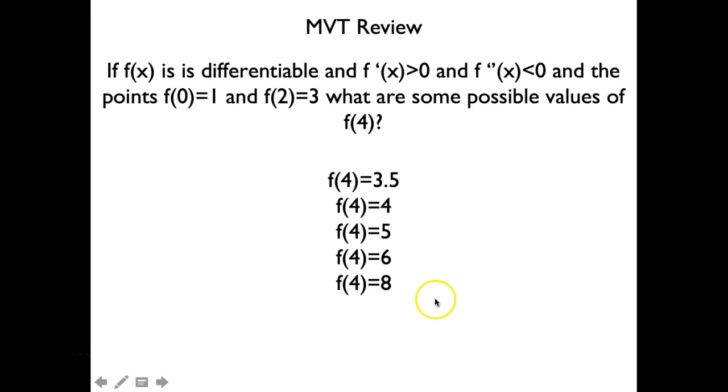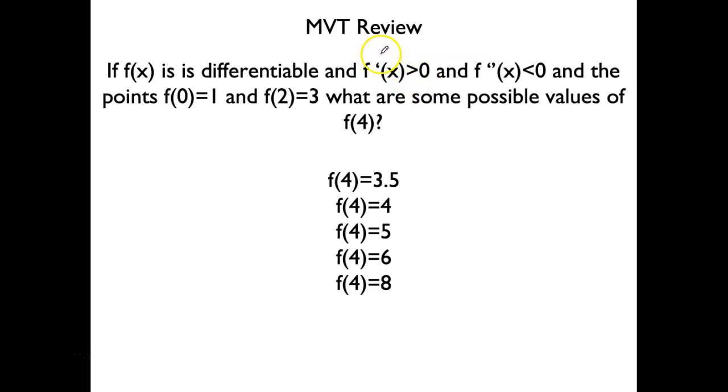I got a way that they love to ask MVT here, and let's just walk through it. If f of x is differentiable, and f prime is greater than 0, and f double prime is less than 0, and f of 0 equals 1 and f of 2 equals 3, what are some possible values for f of 4? Okay, so first thing you're going to want to do is probably tell yourself, what does this mean?